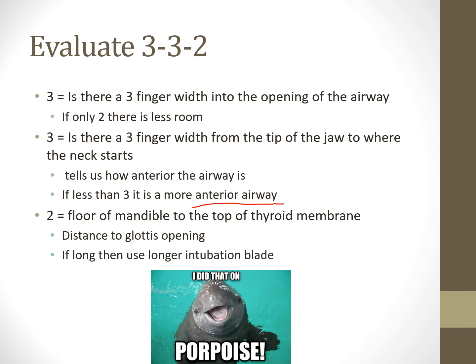The 2 is the floor of the mandible to the top of the thyroid membrane, and this tells you how long it is to get to the glottic opening. So if you have those patients with really long necks, that might be a 3, right? And that might mean I need to get a Mac 4 instead of a Mac 3. So make sure that you're looking at something like that 332. That might help you find some issues before you ever get started, to make for the cleanest possible, safe intubation ride.